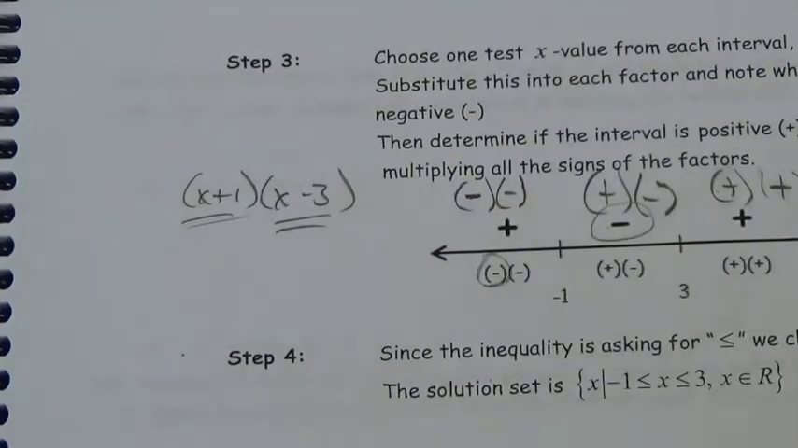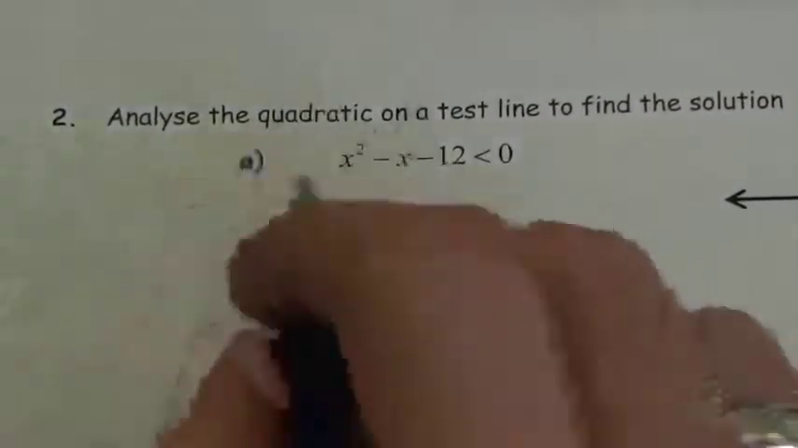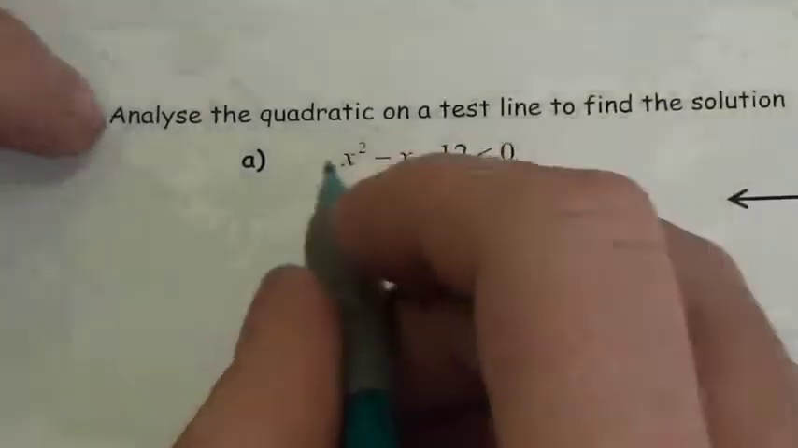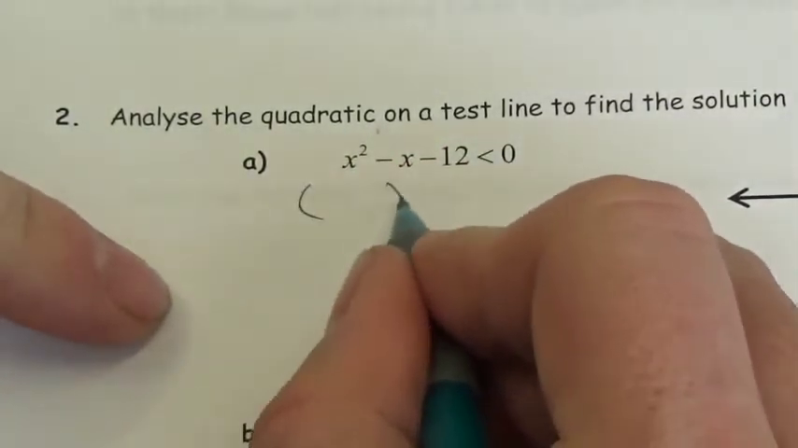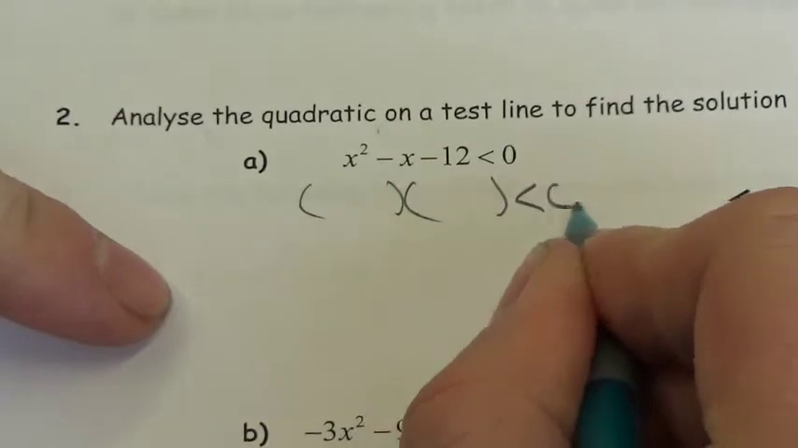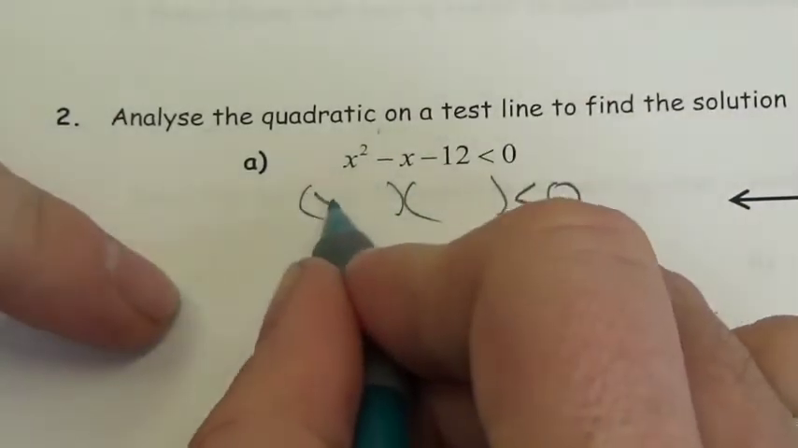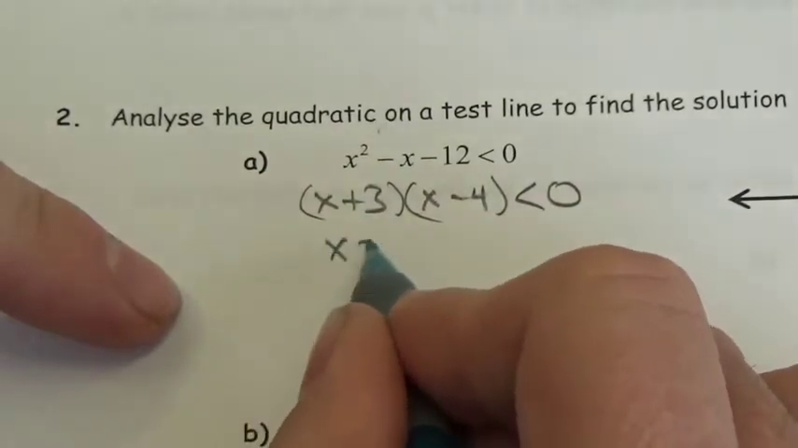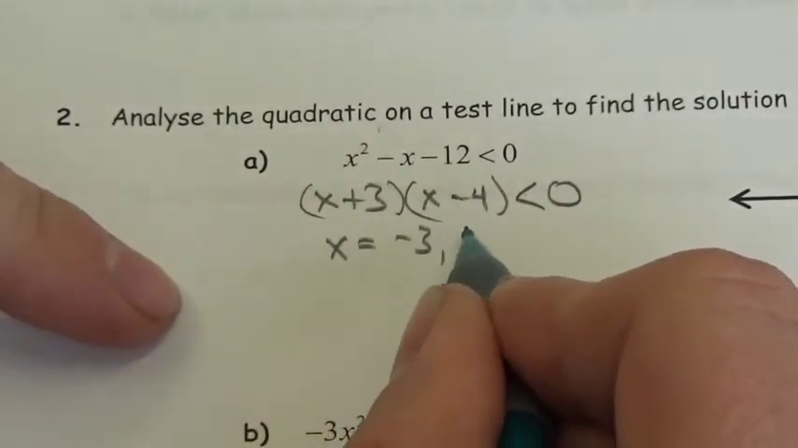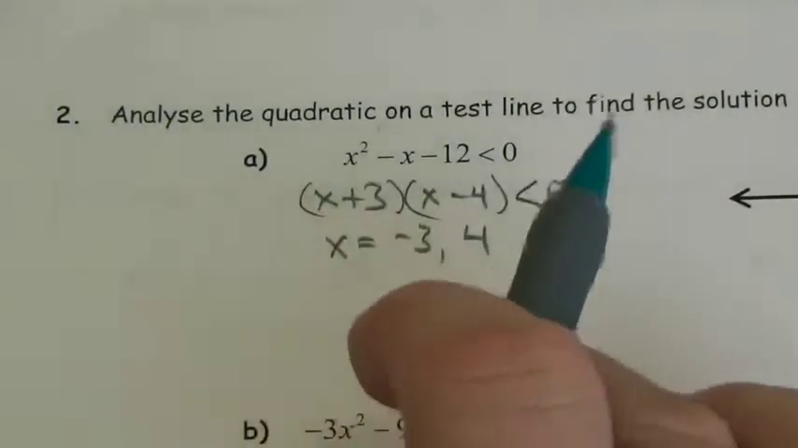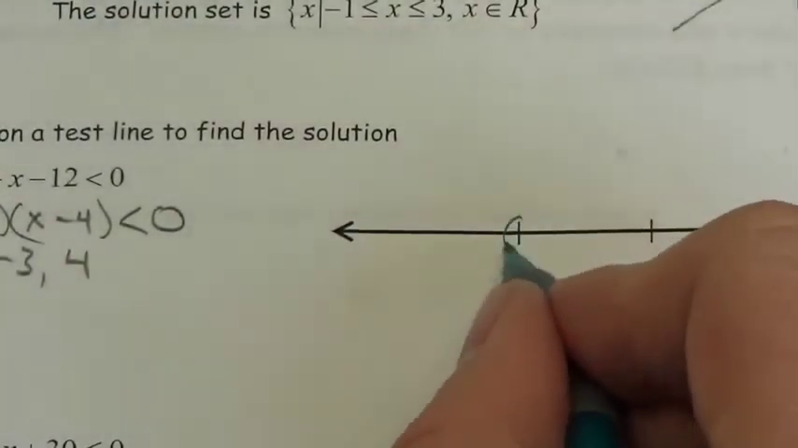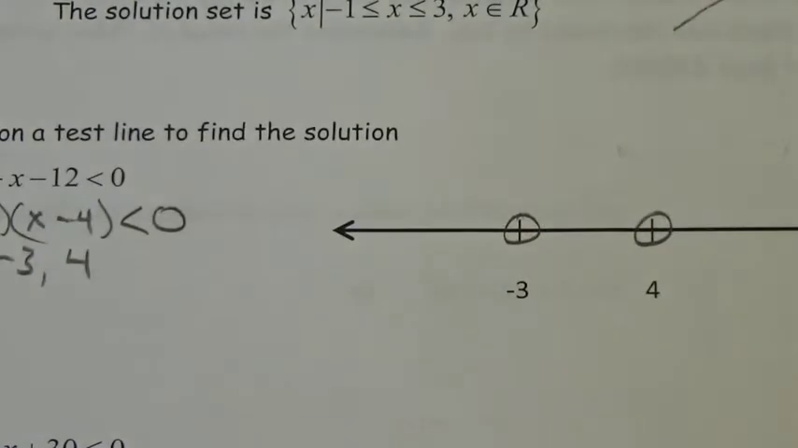Anyway, let's do some more problems here. All right, let's see if we can answer this question. x squared minus x minus 12 less than 0. The very first thing we're going to do here, just like we did before, we've got to figure out what our x-intercepts are going to be. This is going to be x plus 3, x minus 4. So negative 3, positive 4. Those are our two key numbers. So we're going to identify those. We're going to put circles around those.